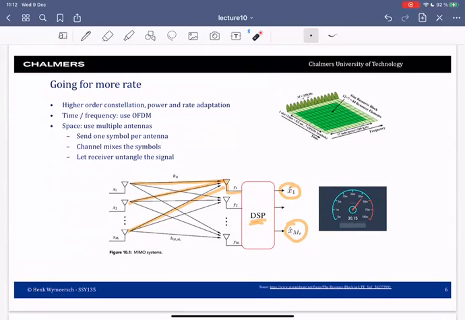And by doing this, over the same time frequency resource, you can send multiple transmit symbols. You can boost your rate based on the number of transmit and receive antennas that you have. Of course, it doesn't make sense to have 10 transmit antennas and 1 receive antenna, because then you cannot recover your data. You should have at least as many receive antennas as transmit antennas.